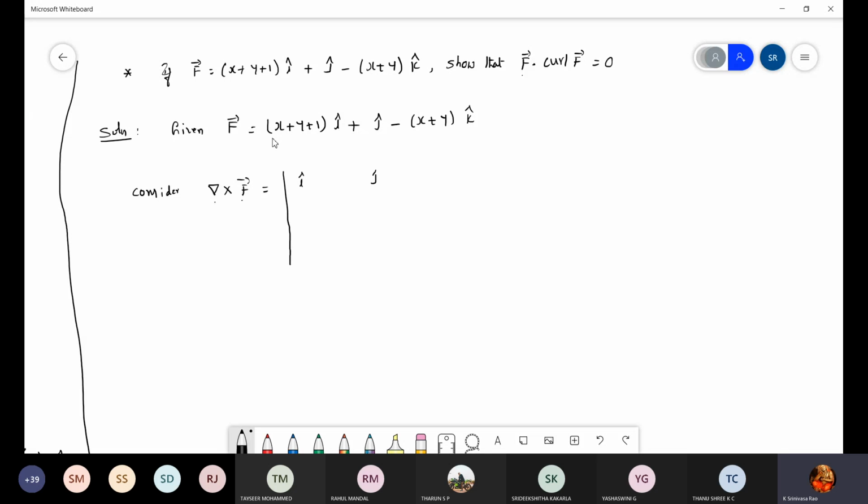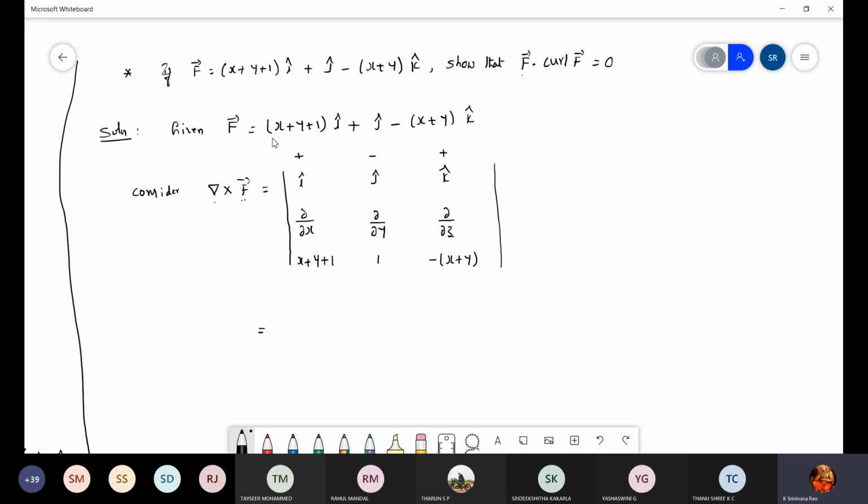So it is the determinant with i, j, k, the components of the first vector dou by dou x, dou by dou y, dou by dou z, and the components of f from our problem: x plus y plus 1. What is the coefficient of j here? 1. And finally this is minus of x plus y, or you can multiply in the negative sign and write minus x minus y. Okay, now this is a 3 cross 3 determinant, plus minus plus. Start with solving the 3 cross 3 determinant.